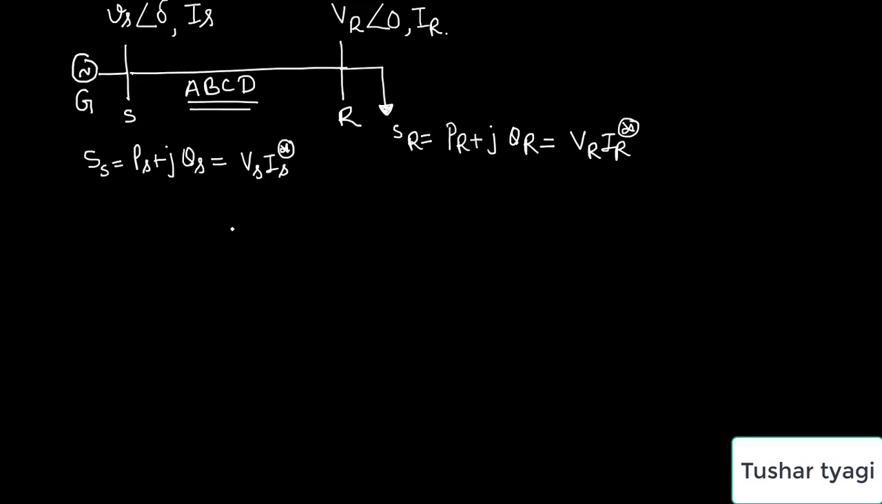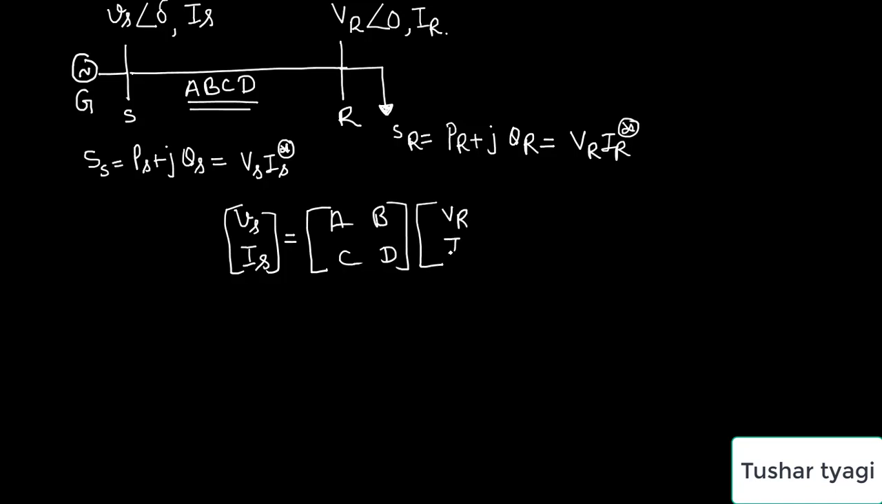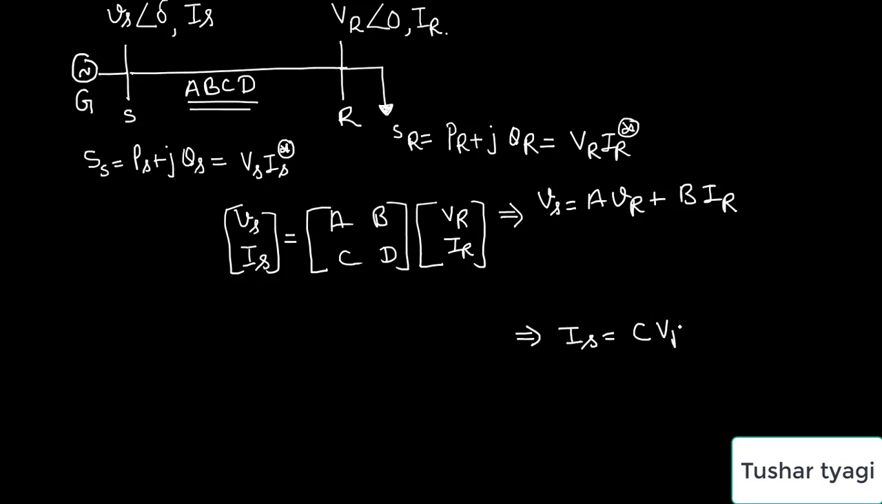As you all know, the receiving end and sending end are connected with the ABCD parameters. So you can very safely write [VS; IS] equal to [A B; C D] times [VR; IR]. In a simplified way, you can write Vs is equal to A VR plus B IR. And the second equation, Is is equal to C VR plus D IR.